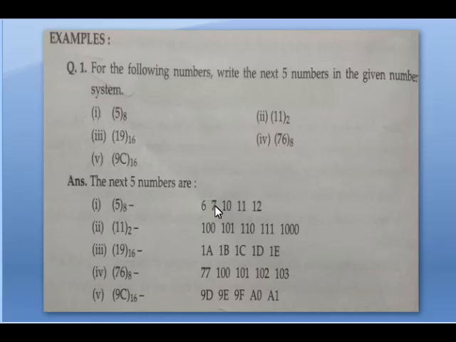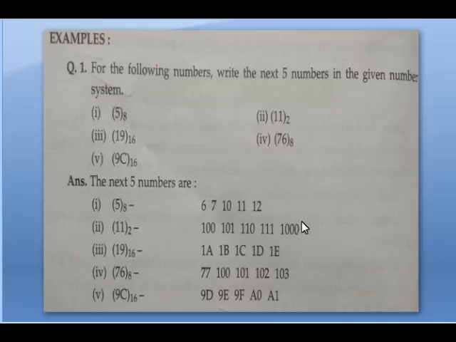The next one is 1011 to base 2. Base 2 means it is a binary number. So the next numbers are 1100, 1101, 1110, 1111. The next is a 5-digit number, 10000. In the coming classes we will see how to generate binary numbers in series. It is very easy to generate the numbers.